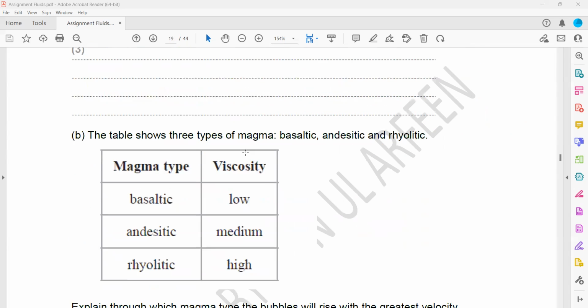The table shows three types of magma. One is basaltic magma.